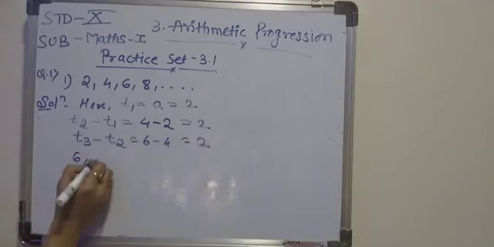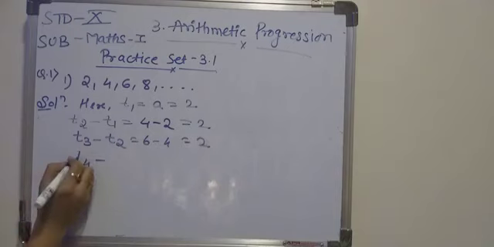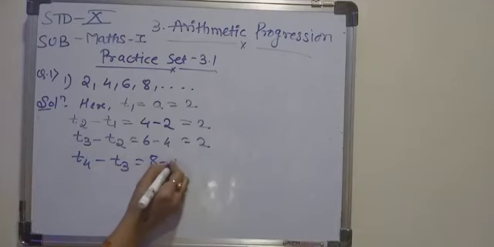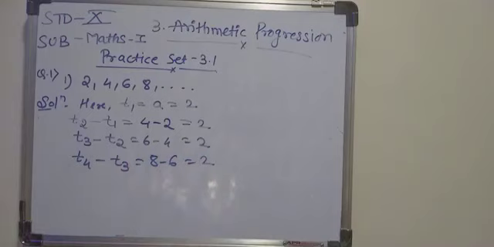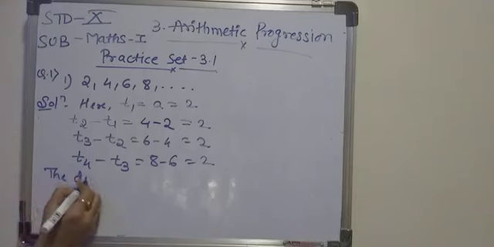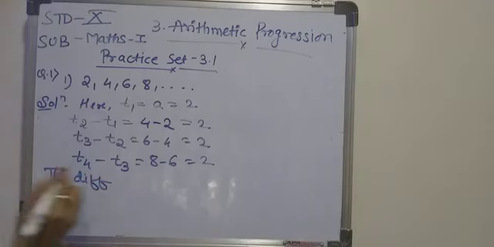Then T4, the fourth term, minus the third term is 8 minus 6, again 2. So the difference between each and every term is 2. What you are observing is that the difference between any two consecutive terms is 2.